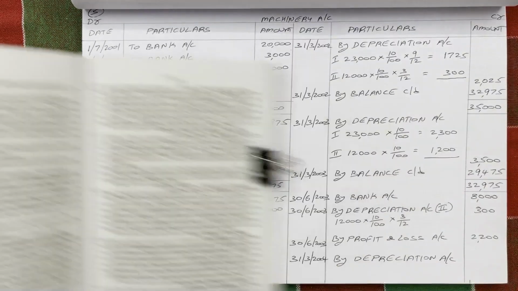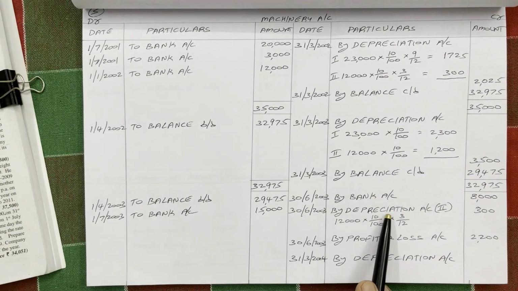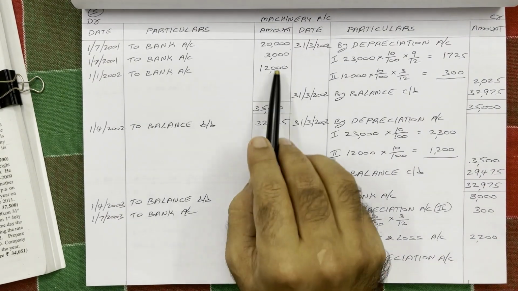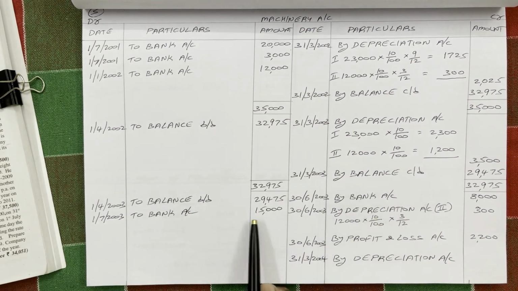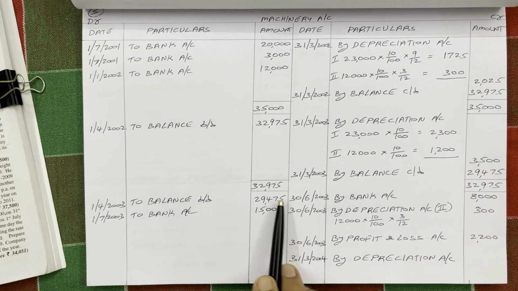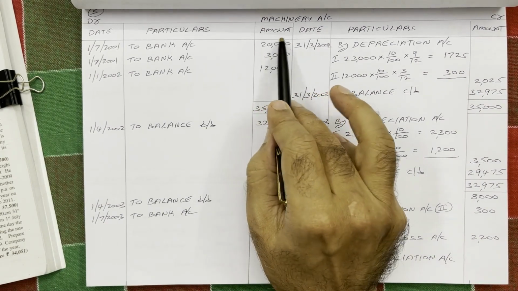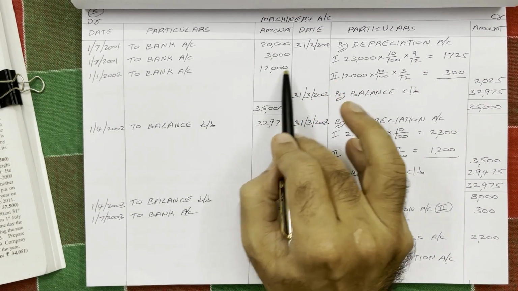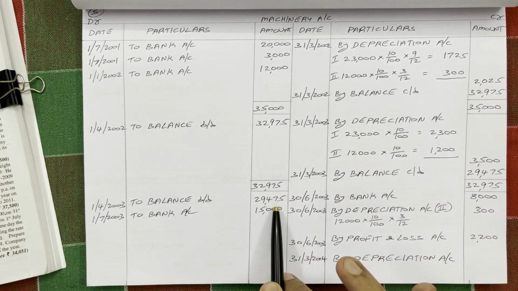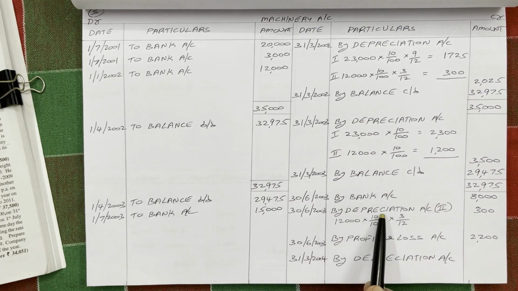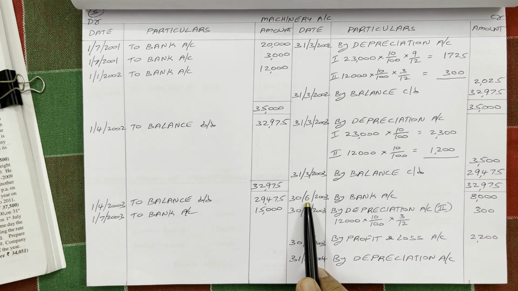So in this third year, two things happened. First one, this 12,000 worth asset they sold. Second one, a new asset they purchased for 15,000. First sales information we will take. See, 23,000 is first asset, 12,000 is second asset. Now third asset value 15,000. This second asset is sold on 30 June.